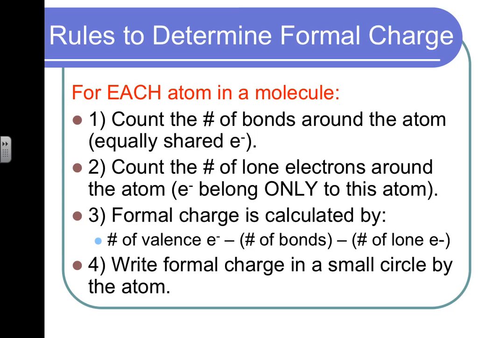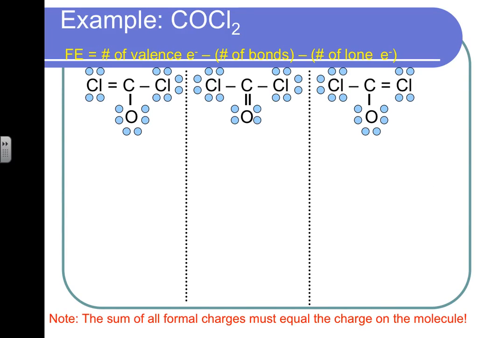So here's how these rules actually work in the example. Here's what we just did, right? We have our 3 different structures with a double bond placed in all 3 positions. And again, you already made your choice of which one you think is probably correct based on what we've already talked about. Up here at the top in the yellow is formal charge: the number of valence electrons, minus the bonds, minus the number of lone pair electrons.